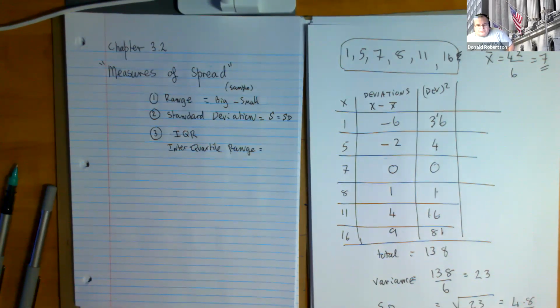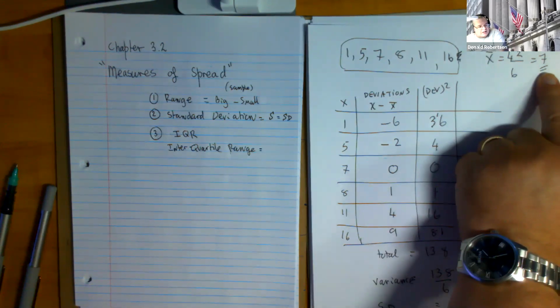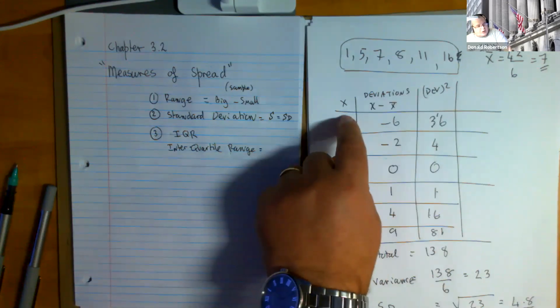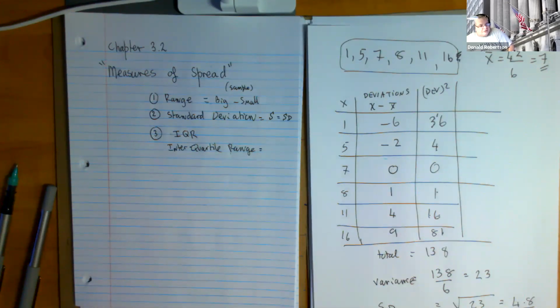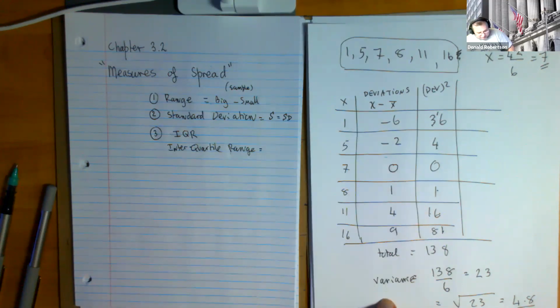Now, can you imagine trying to do what I just did for a really ugly X bar like 6.98 with 20 numbers? Wouldn't you be spending all day just doing one single standard deviation? So we don't typically do standard deviation by hand, but this is how you would do it by hand.